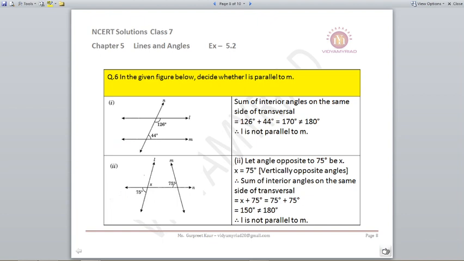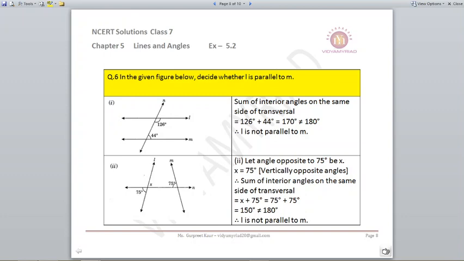Question number 6. Here the given figure is there. You have to decide whether L is parallel to M or not. How are we going to decide? Number 1, you are given 126 and 44. They are both on the same side of the transversal, and only if their sum is equal to 180 degrees is L parallel to M. We have studied that these are co-interior angles, and the co-interior angle sum is always equal to 180 degrees. So 126 plus 44 comes to 170 degrees, which is not equal to 180 degrees. So I can say that L is not parallel to M.